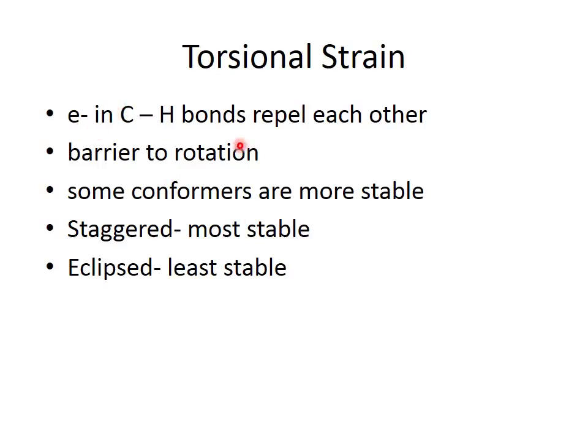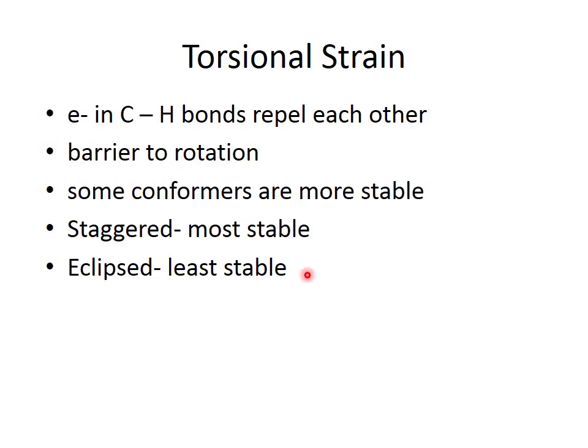Torsional strain is one of the strains that molecules have. What we're going to do is talk about what is torsional strain first, and then we're going to see how this thing called torsional strain changes as the molecule changes its conformation. When you have the electrons in one bond get in the same plane as the electrons in another bond, those electrons see each other and repel. Because they repel, this makes it so that it's higher energy when those bonds become lined up with each other. This makes a barrier to rotation, and some conformers have greater stability than others.